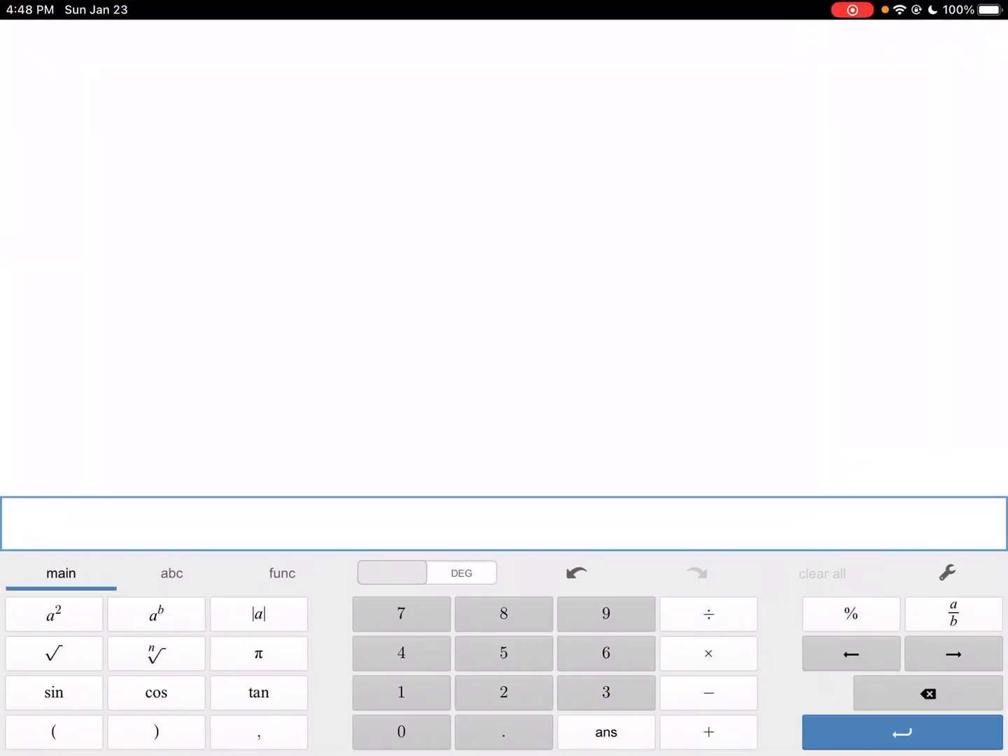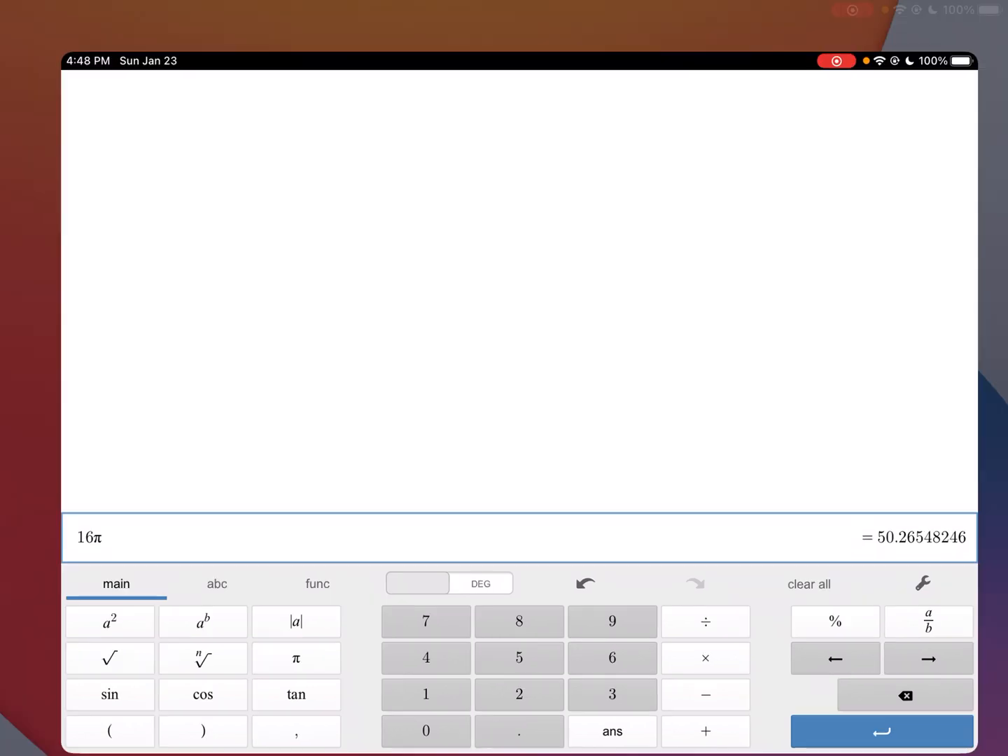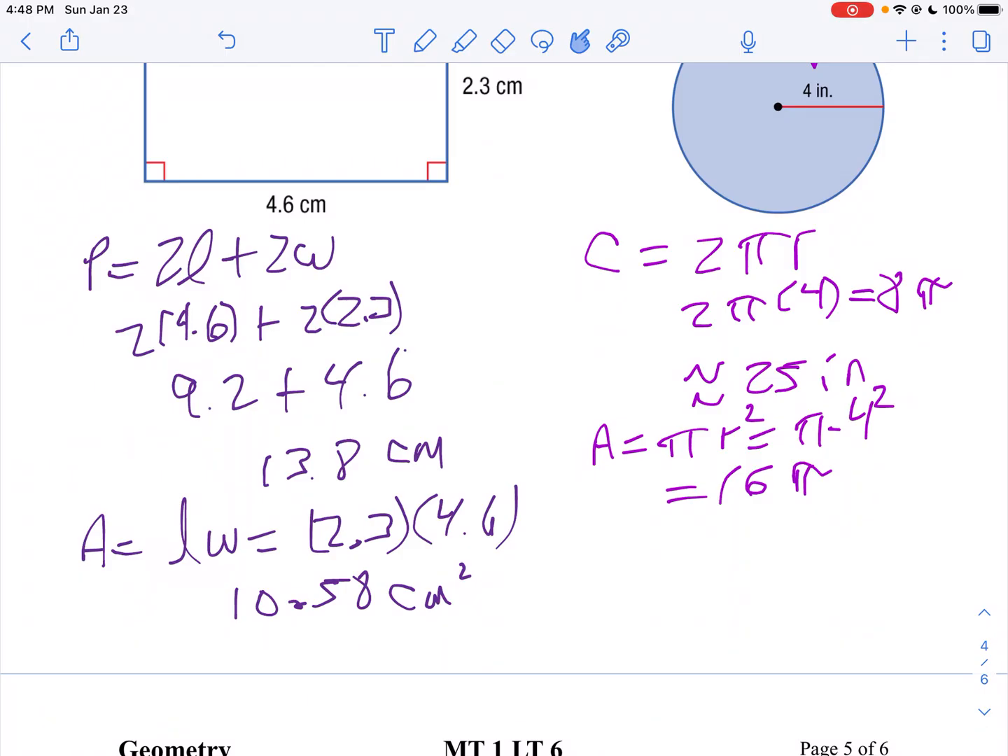So I'm just going to go 16 times pi, and I get 50.27, so 50, I'm going to say. So I'm going to say my answer is going to be about 50, and don't forget your units, 50 square inches. And there's your answer for that one.